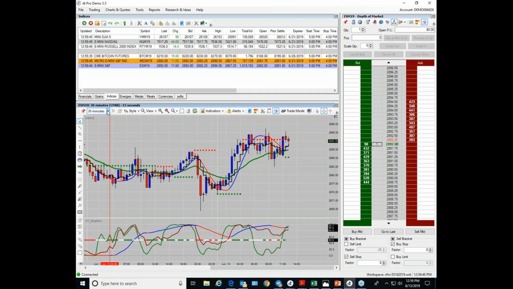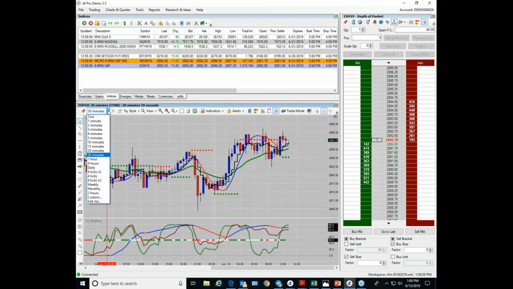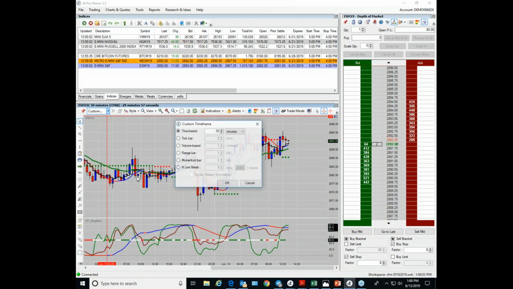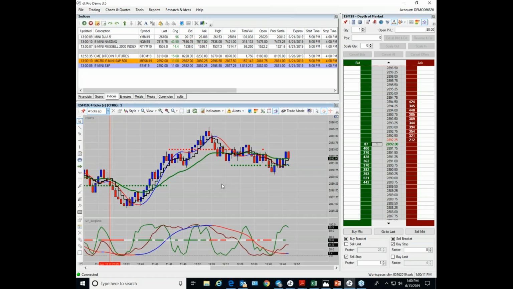training room. Okay, so the way to get there is next to the top left-hand corner of the chart, you'll see the little time-based minutes here. It's a little drop-down box here. If you click on that, this box will open and select custom, but select range bar and make that one look like a 4. Okay, and hit OK. So now you're staring at the S&P minute on a 4-tick range chart.